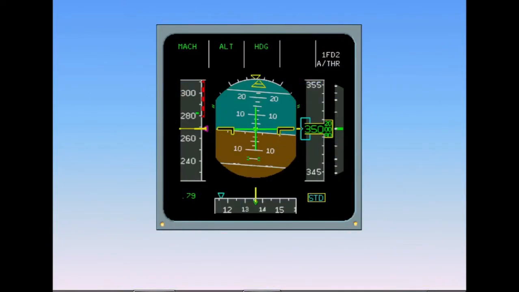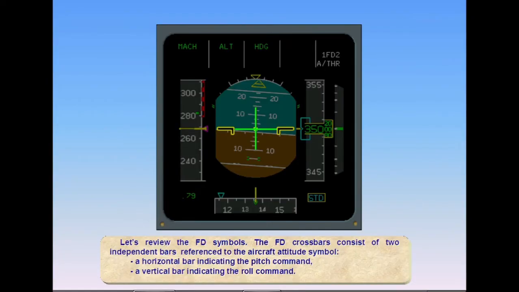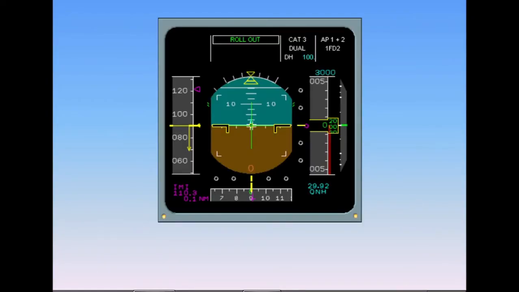Let's review the flight director symbols. The flight director crossbars consist of 2 independent bars referenced to the aircraft attitude symbol, a horizontal bar indicating the pitch command, and a vertical bar indicating the roll command. If the runway is equipped with a localizer or an ILS, the roll bar is replaced by a ground roll guidance command bar for takeoff and landing rollout. The bar assists the pilot in tracking the runway centerline while in low visibility conditions.